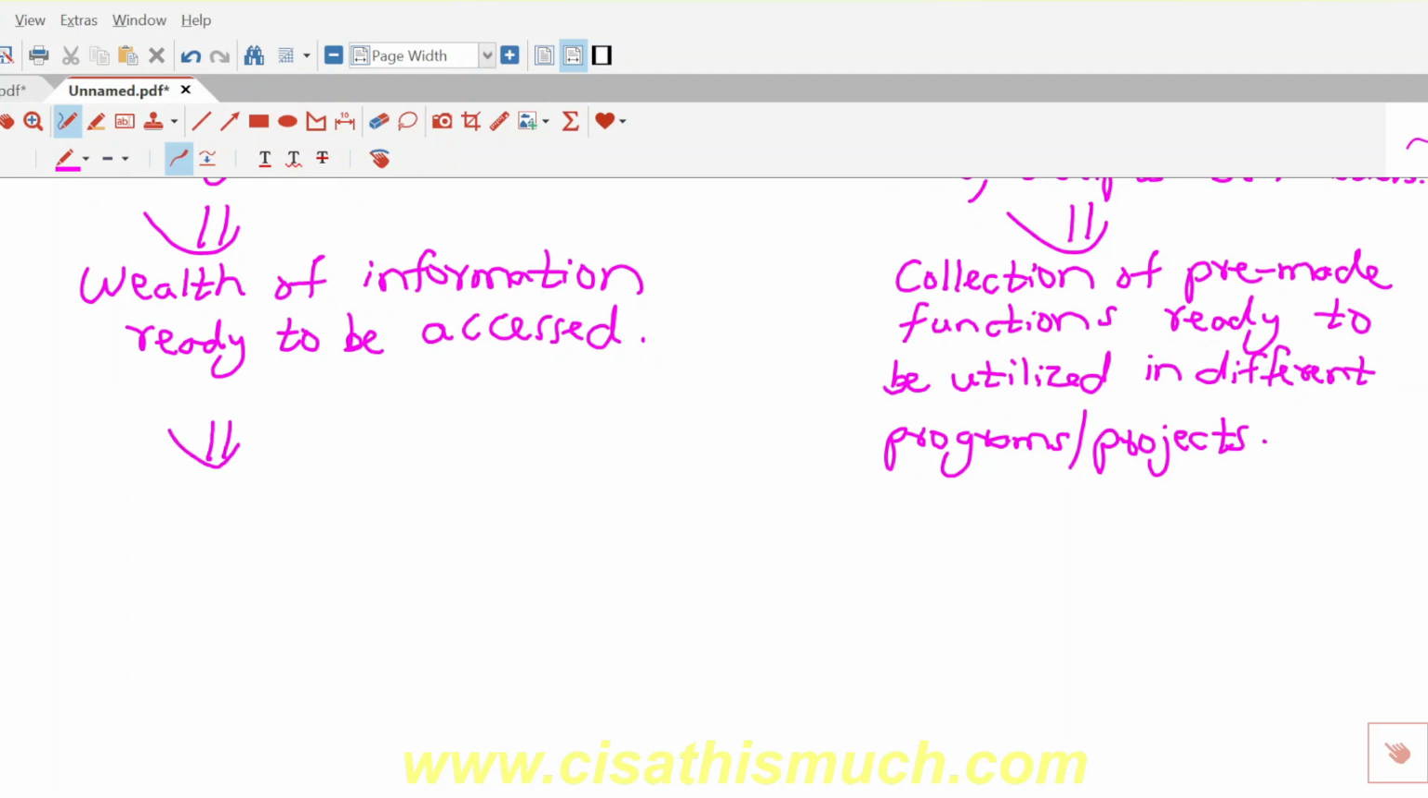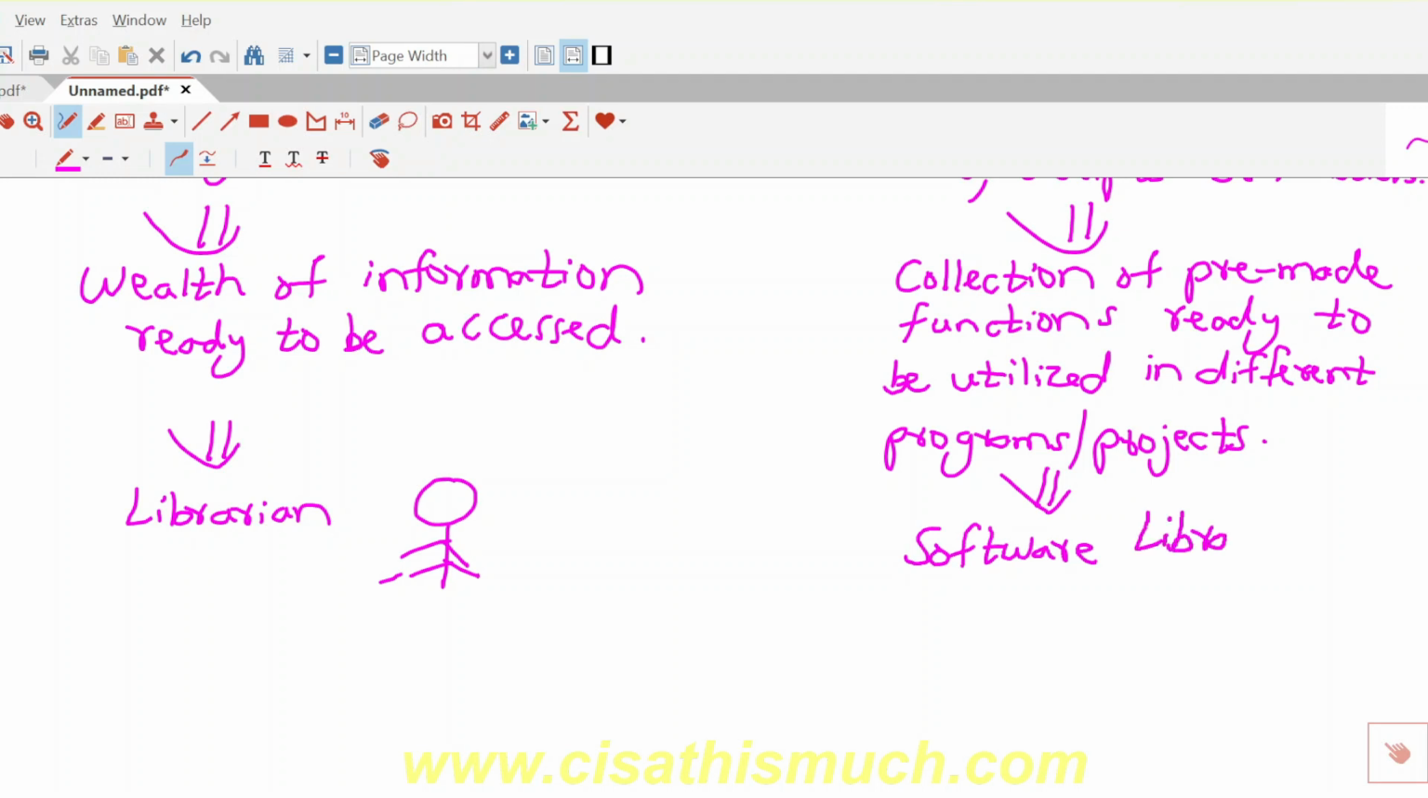Now, who is that person who manages the reading library? We call that person a librarian. The librarian is the person who manages the reading library. Similarly, here what will we call that person? Can you guess? The answer is very simple: software librarian, or you may also call it system administrator. Sometimes some organizations may give a role of software librarian also. When we talk about roles, it all depends from company to company.